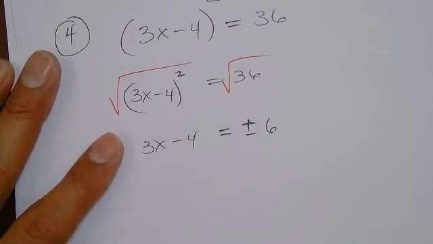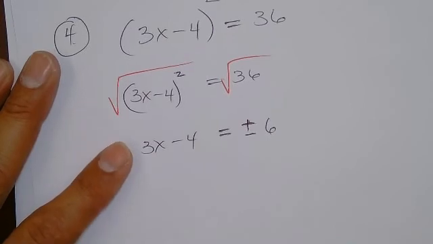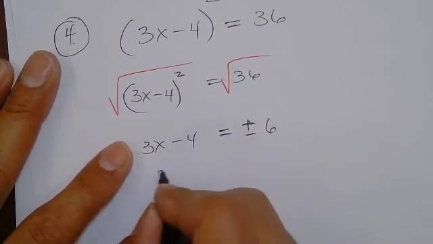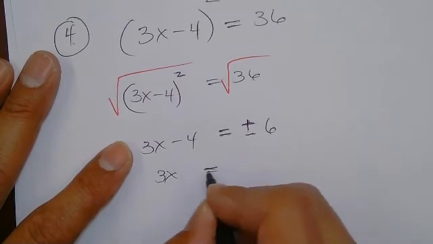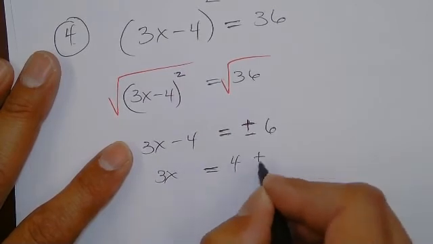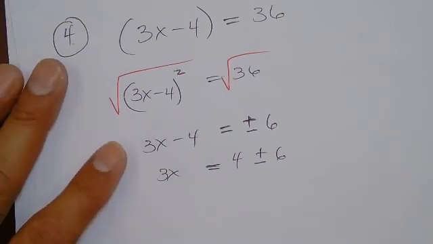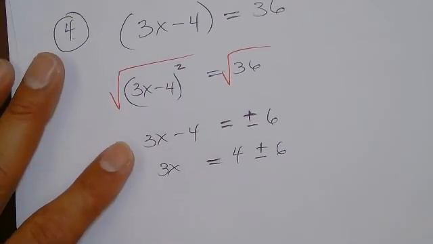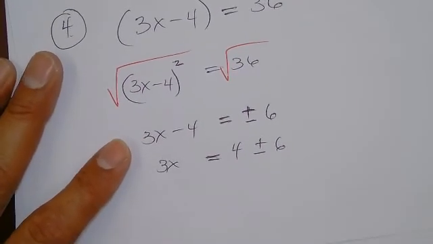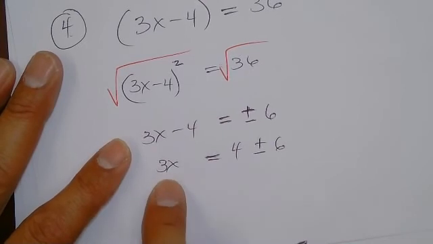This is too easy now for you. Good. I like it. Then what? Okay. 3x is equal to 4 plus minus 6. Okay, I agree. Okay, what's next?